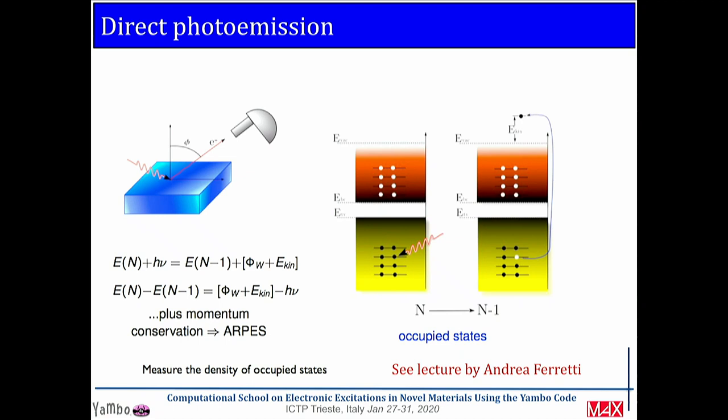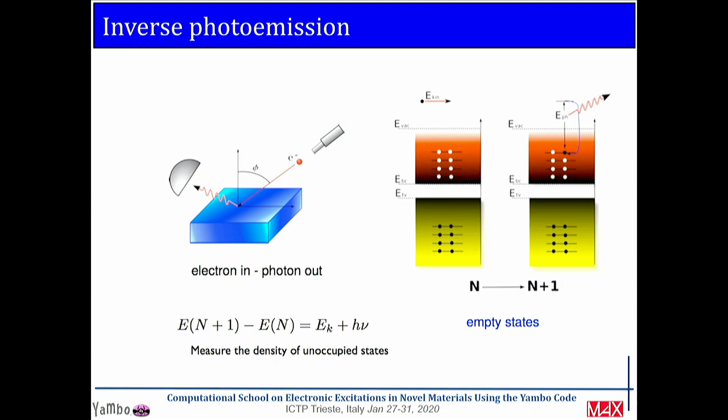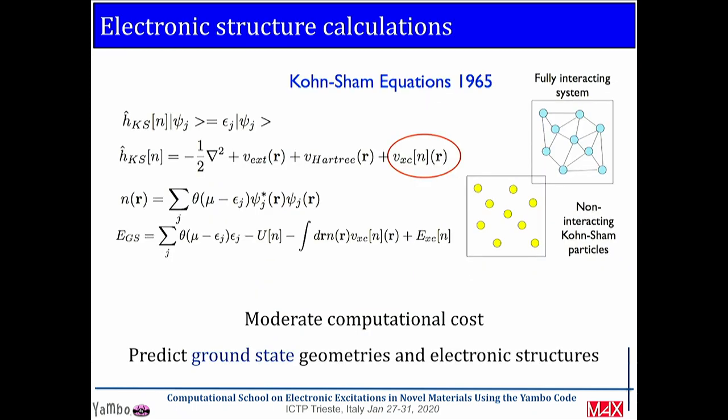And now we are going to look at charged excitations. We want to calculate and give interpretation to direct or inverse photoemission experiments, and it's just important to see that conservation of energy and conservation of momentum give access to ARPES experiments, and the process in the system is to pass from an N electron system to N minus one electron system, and vice versa for inverse photoemission. We pass from an N electron system to N plus one. This is the conservation of energy, and from this we measure the density of unoccupied states in the case of the inverse photoemission experiment.